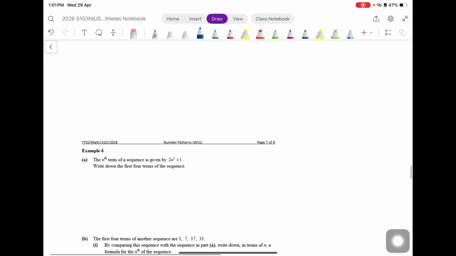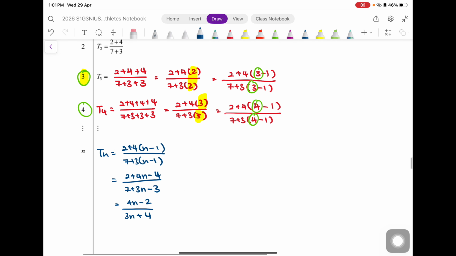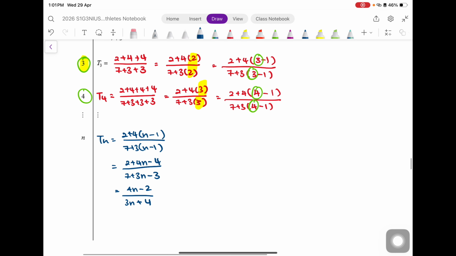And as good mathematicians, what do we always do? We always expand and simplify. And this will be my answer. Okay, we test it out, we check.